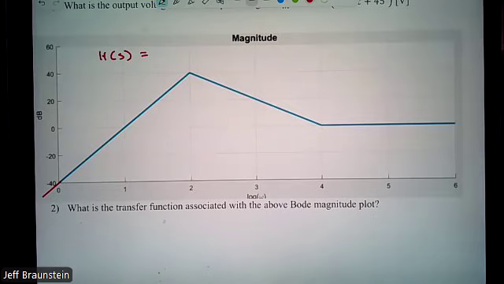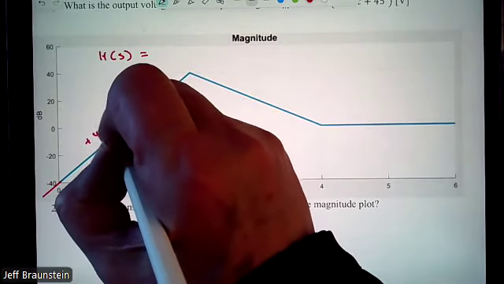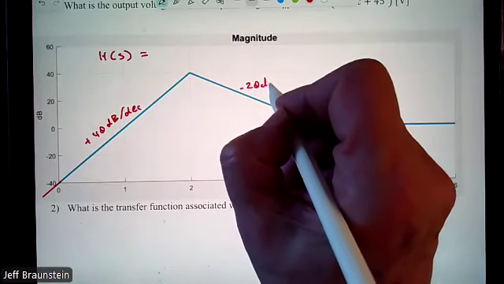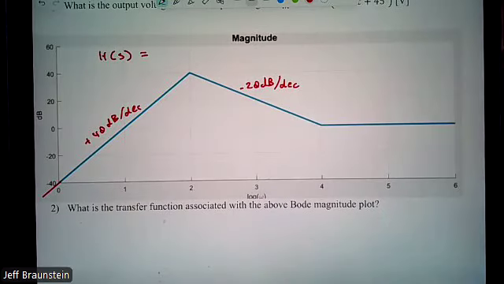So how does the slope change? Here, what's my slope? It's positive, and if you can read the axis, anybody recognize it? What is my slope? Not positive 20. Plus 40 dB per decade. What's my slope here? Minus 20 dB per decade. When I cross 10 to the 2, how does my slope change? You've got to be a little bit more specific. The slope is going from plus 40 to minus 20. It's a change of minus 60, which means what?